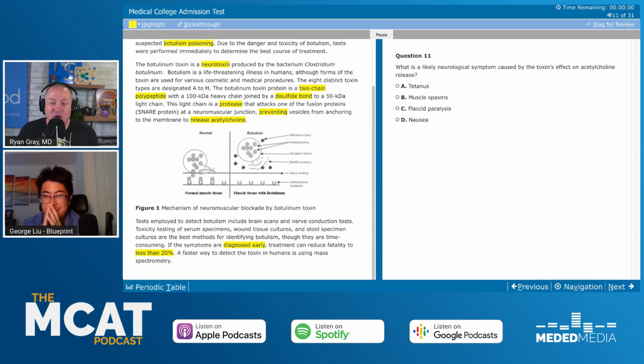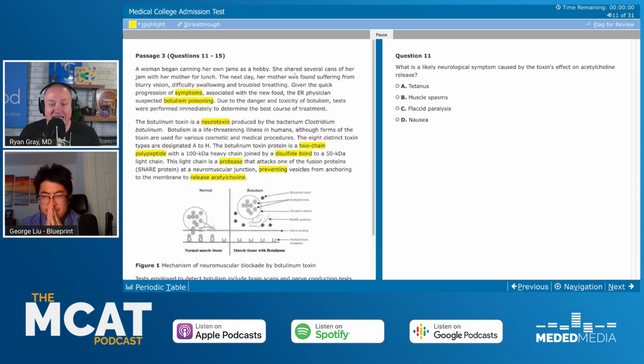Let's find out. So, question 11 here. I'll start. What is a likely neurological symptom caused by the toxin's effect on acetylcholine release? So, again, we kind of know. I think just based on what Botox is used for, it's to relax muscles, and that to me is flaccid paralysis.